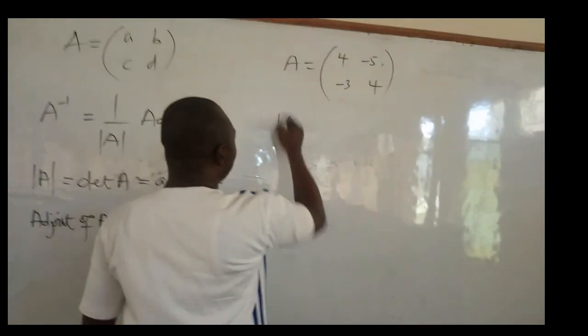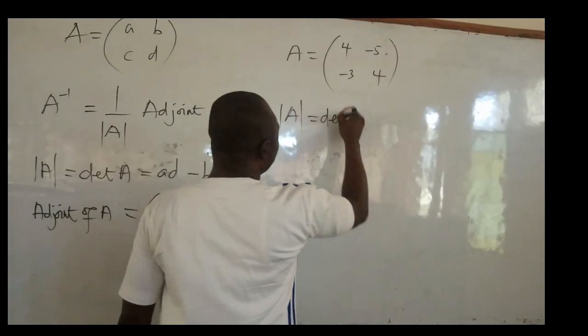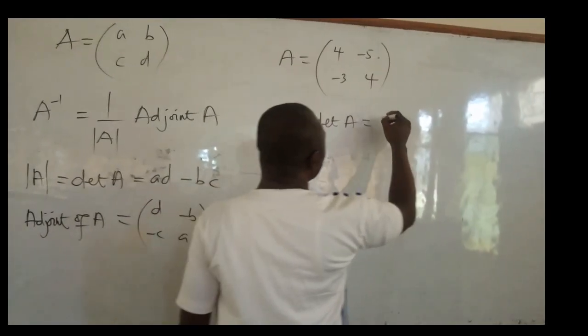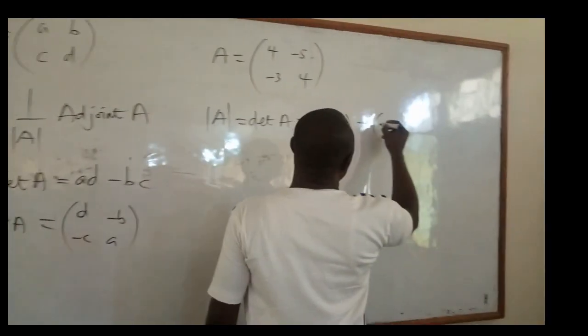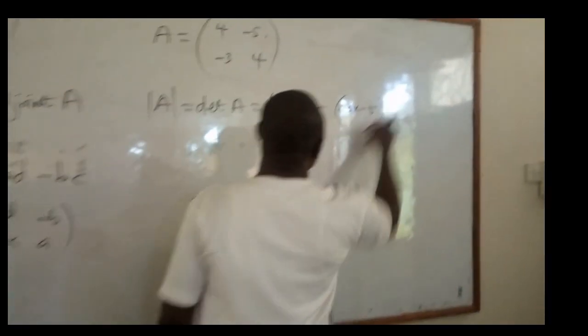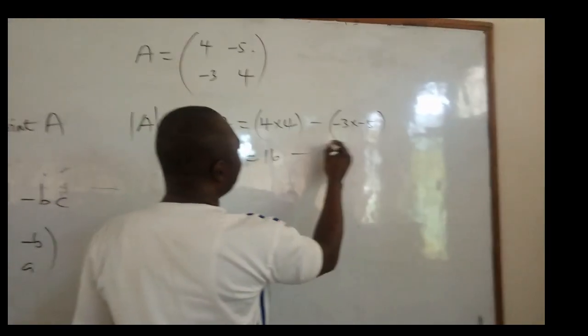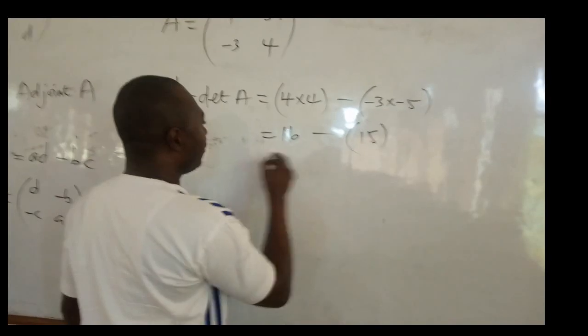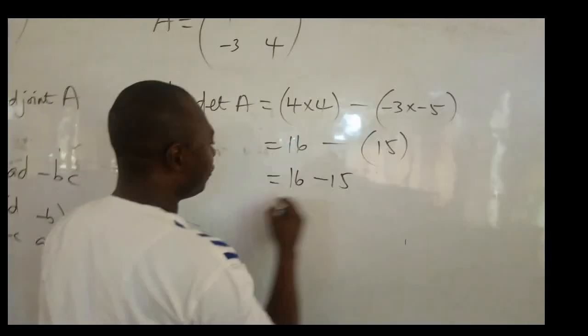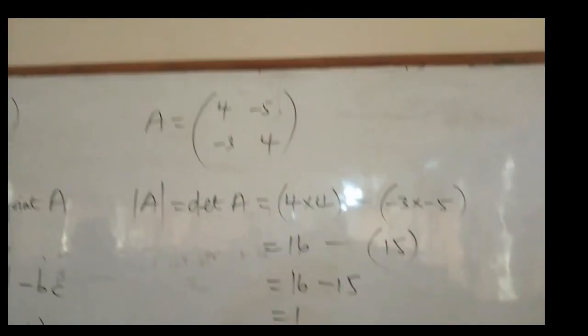So the determinant of A is equal to 4 times 4 minus negative 3 times negative 5. This is 16 minus, negative times negative is positive, so 15. So you are going to have 16 minus 15, which is equal to 1. So the determinant is 1.